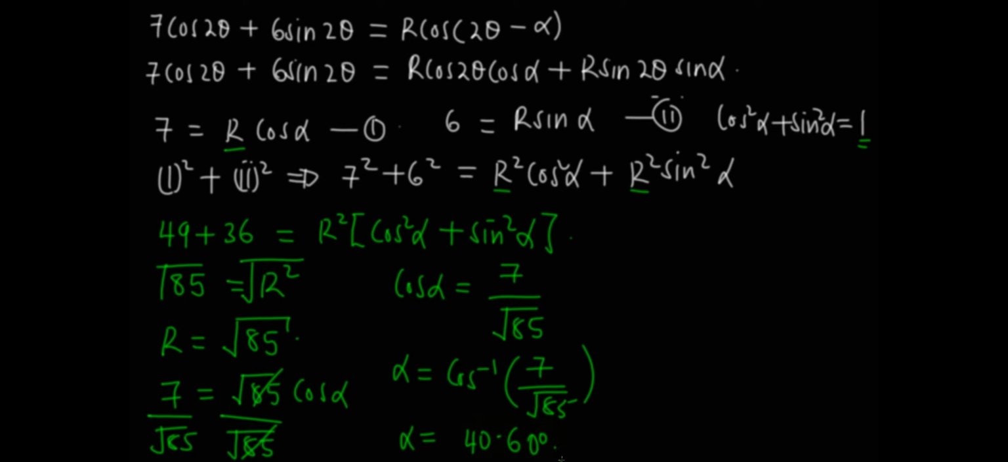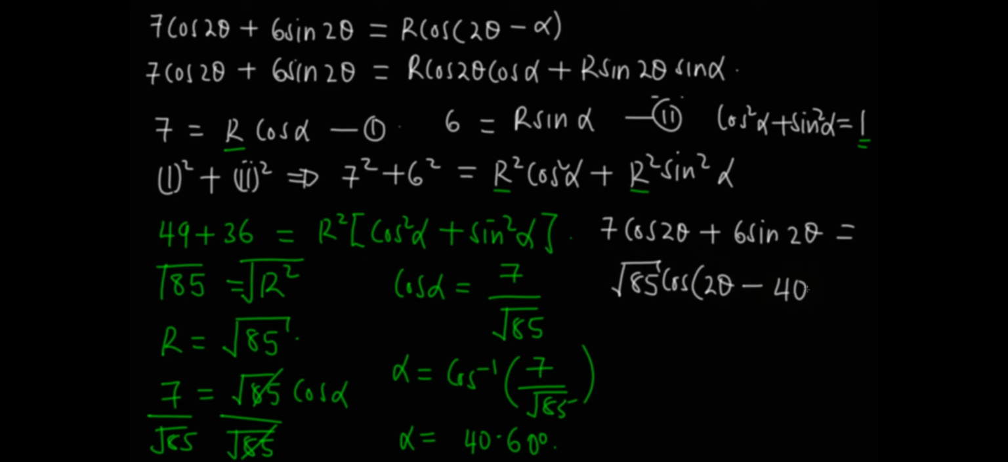40.60 degrees. Don't forget that they want us to express 7 cos 2θ plus 6 sin 2θ in the form r cos(2θ minus α), implying that 7 cos 2θ plus 6 sin 2θ is equal to, in the position of r, we are going to substitute the square root of 85, then cos(2θ minus, in the position of α, we are going to substitute 40.6).